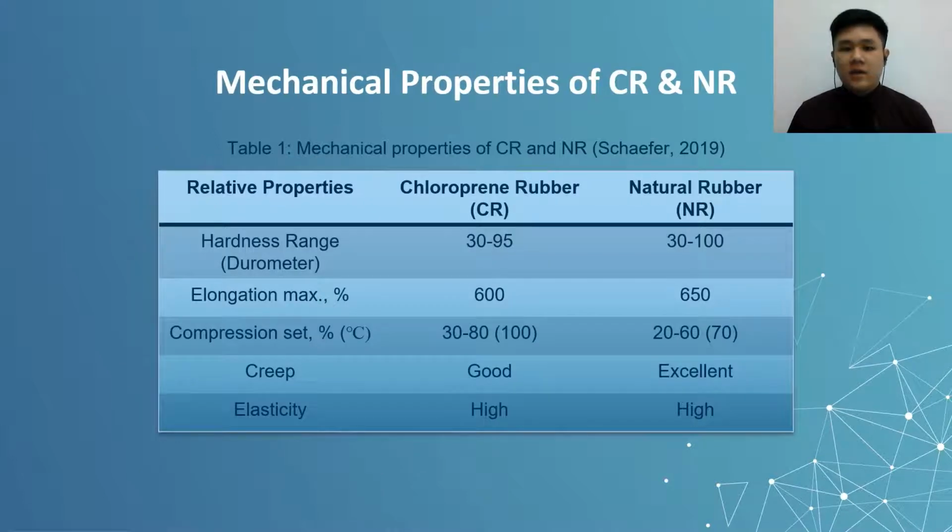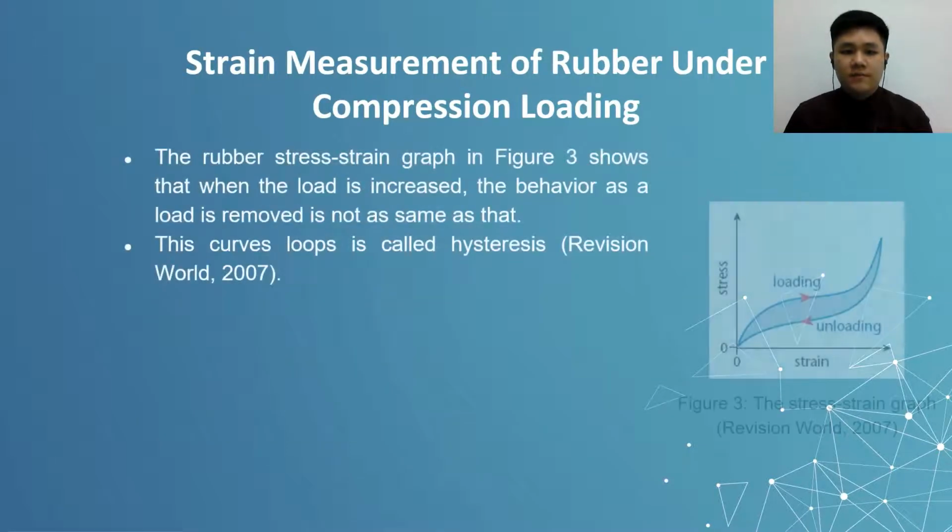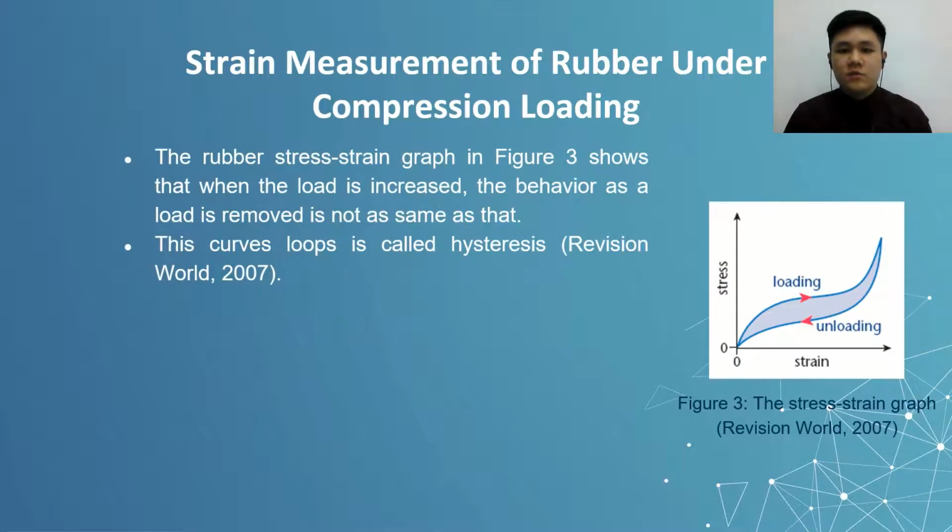Table 1 shows the mechanical properties of CR and NR, where it covers the hardness range, maximum elongation, compression set, creep, and elasticity. Moving on to the strain measurement of rubber under compression loading. The rubber stress strain graph in Figure 3 shows that when the load is increased, the behavior as the load is removed is not the same. You can refer to Figure 3 that this curved loop is known as hysteresis.